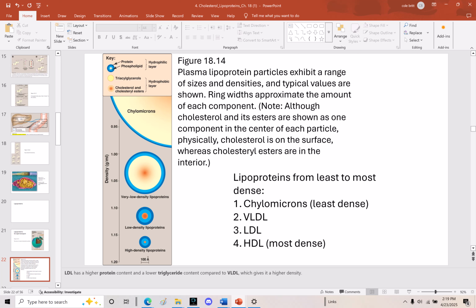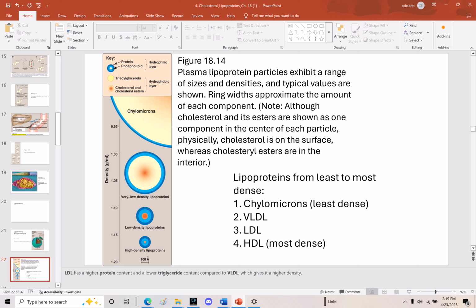No. But I will talk about how they are made, actually. Because they all have different functions. So with the lipoproteins, what I want you to know are the apoproteins that are on them and their functions. So chylomicrons, their function is to drop off triglycerides from the diet to tissues.